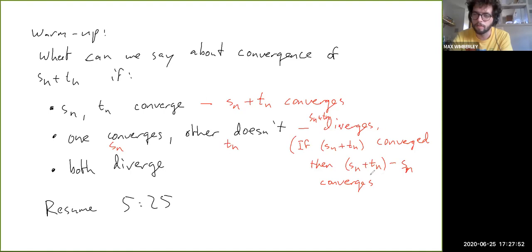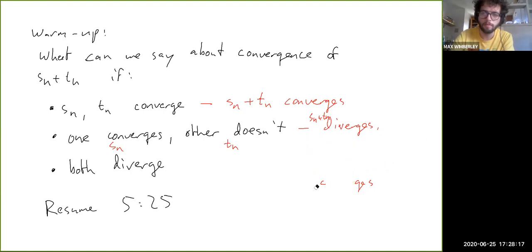So does that make sense? I kind of stumbled over some words there, but hopefully that makes sense. This is a perfectly rigorous argument that shows that if you add one convergent sequence and one divergent sequence, the result has to be divergent. Okay. So I'm going to erase it.